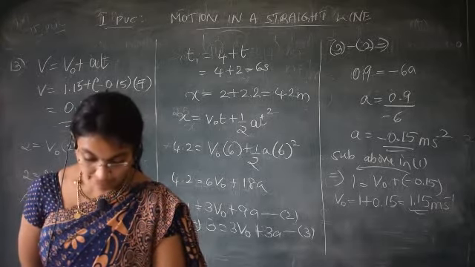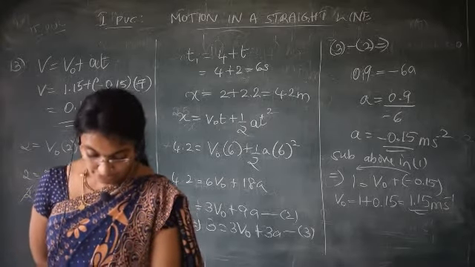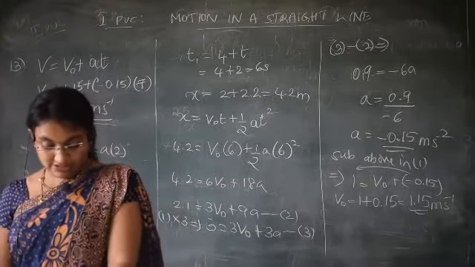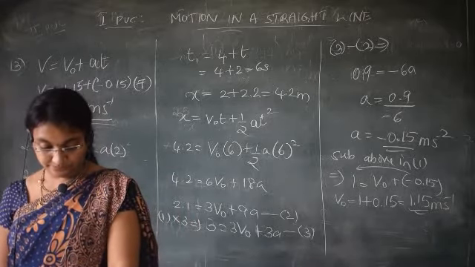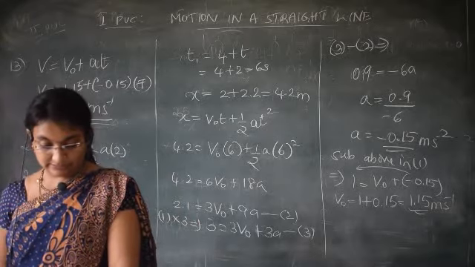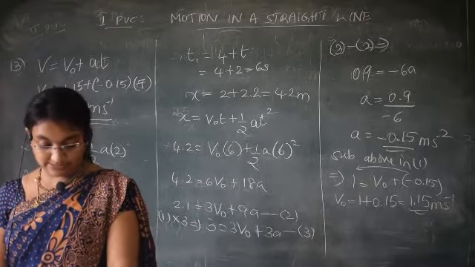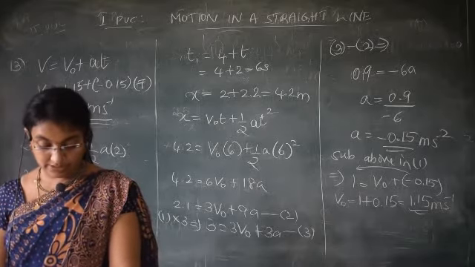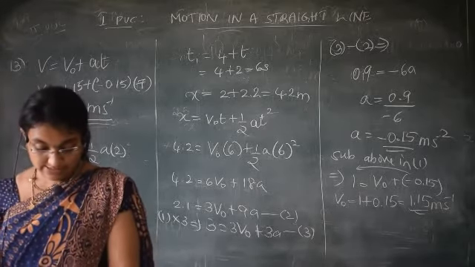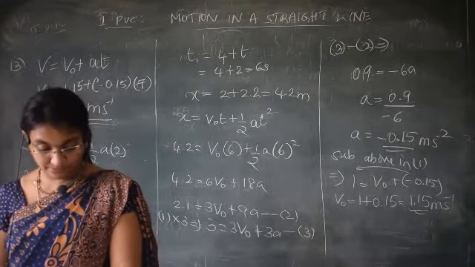Then, by observing this question, we will say there is some initial velocity for the train. For the first compartment, time is, sorry, 2 seconds. Distance travelled is 15 meter. Why?